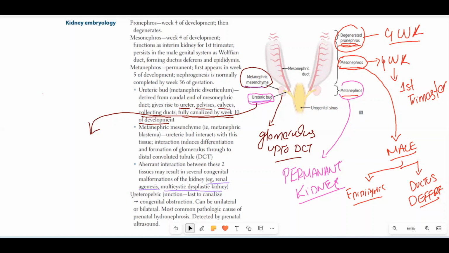So the ureteropelvic junction is the junction where the ureter and renal pelvis unite, and it is the last to canalize. If it is not canalized, it will lead to congenital obstruction, which can be unilateral or bilateral. It is the most common pathological cause of prenatal hydronephrosis detected by prenatal ultrasound.